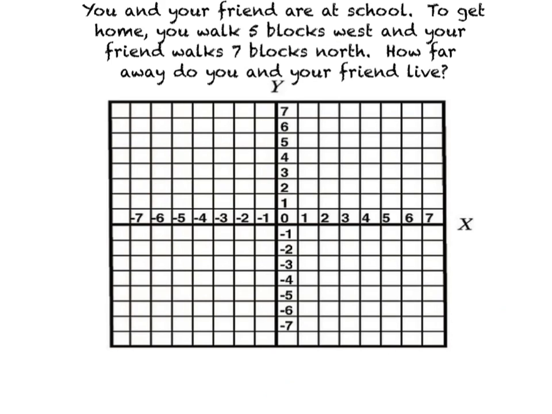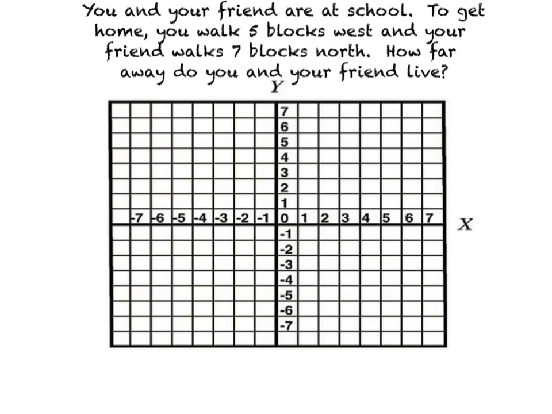Here's our next problem we need to solve on graph paper. So you and your friend are at school. To get home, you walk 5 blocks west and your friend walks 7 blocks north. How far do you and your friend live from each other? So when I have a problem like this where I'm not given specific points or specific ordered pairs, I technically can start this problem anywhere on the graph that I want.